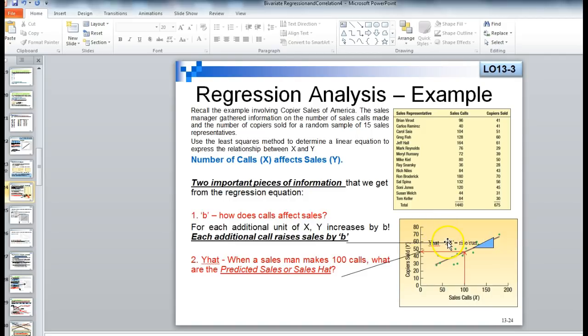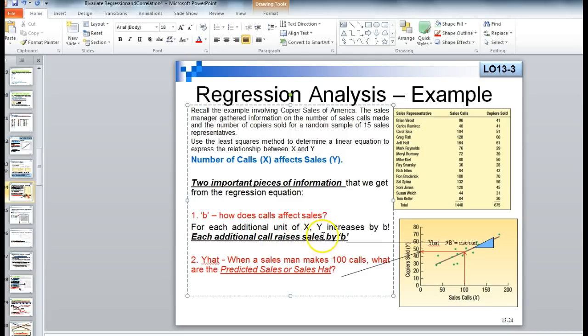It's beta. We're going to spend a lot of time and energy trying to understand the relationship between x and y, which can be best summarized as beta. Beta tells us for each additional unit of x, how much does y increase.